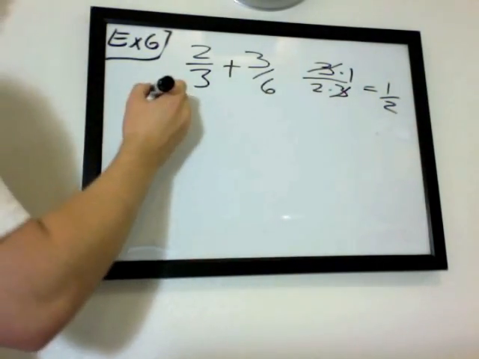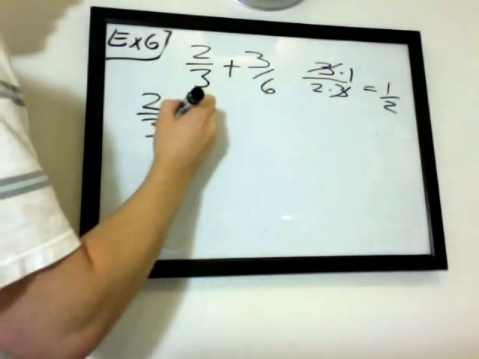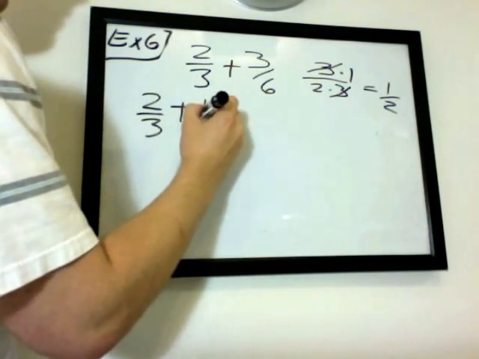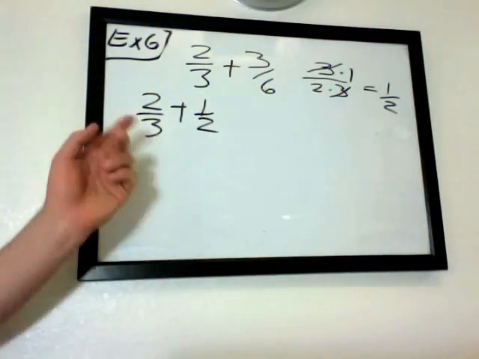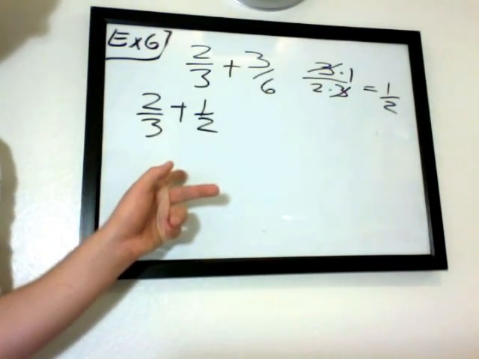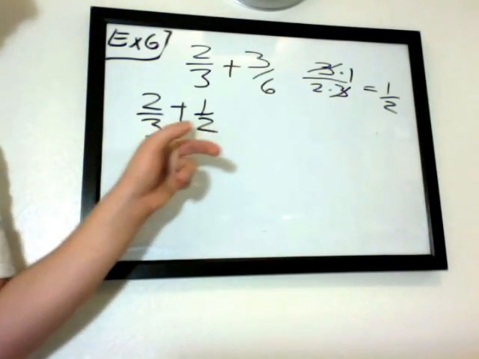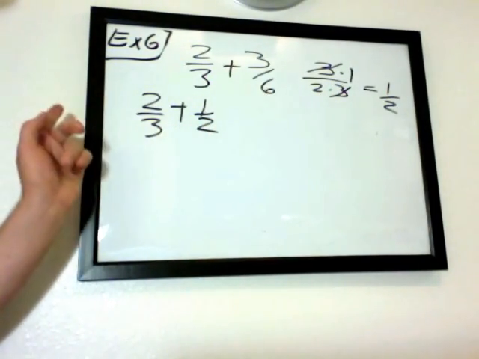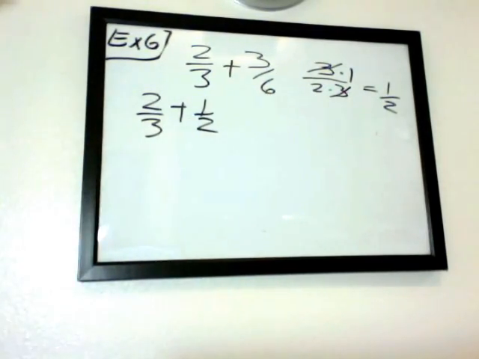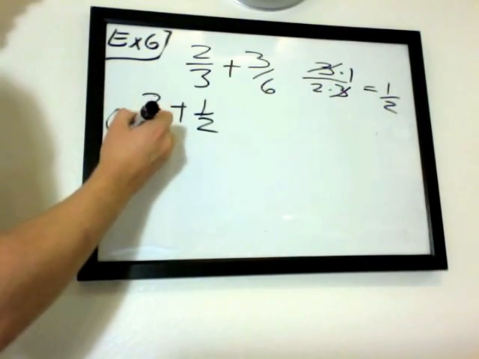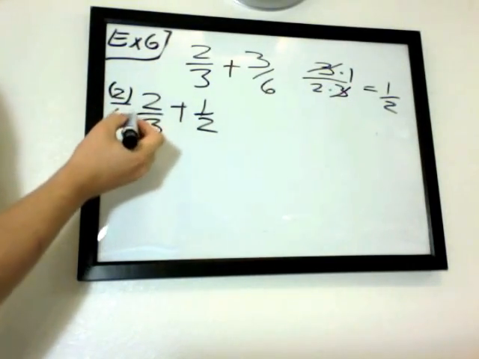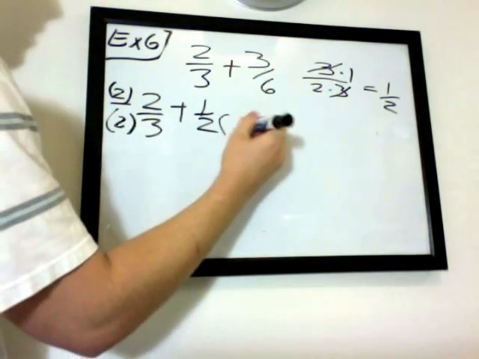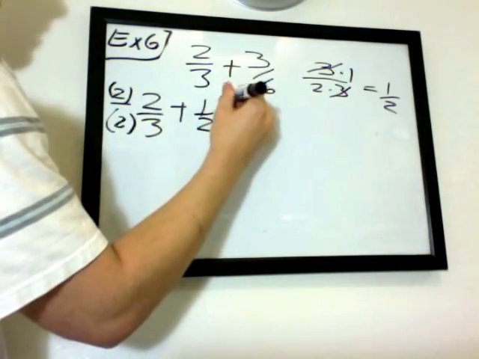So what we can do is bring down 2/3 plus 1/2. And it might be a little easier to see that these are all primes now. So if you multiply these two primes together, you'll get 6. So the least common denominator would be 6. Change this into 6, multiply by 2. If you change the bottom, you have to change the top. Also, if you multiply by 3, change the bottom, change the top.